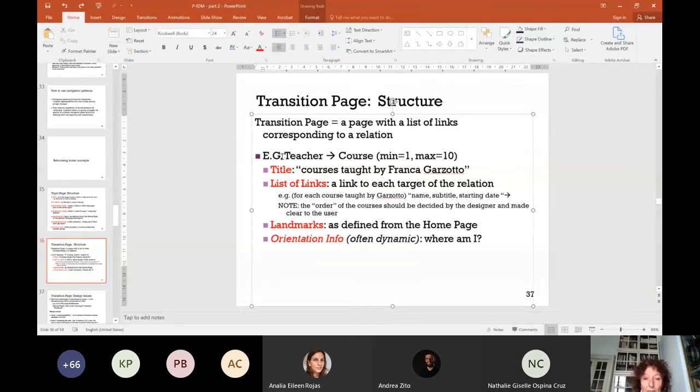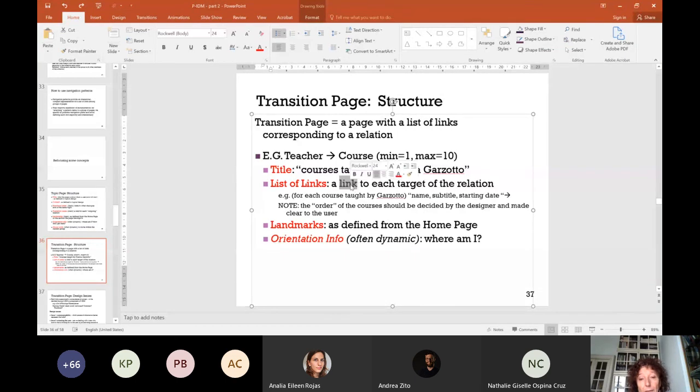Anyway, in this hypothesis, the idea is that I'm moving from a teacher to a page that represents this relationship, with the maximum 10 courses of this teacher. These pages that represent the relationship have a title, courses taught by Franca Garzotto, and a list of links, a link to each target of the relationship. So basically each link should allow me to go to one specific course of Franca Garzotto, if I have decided to have an index pattern.